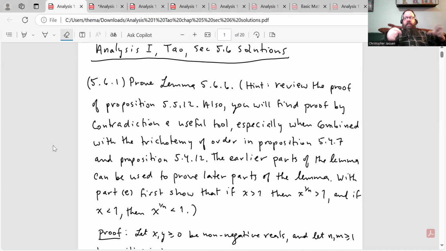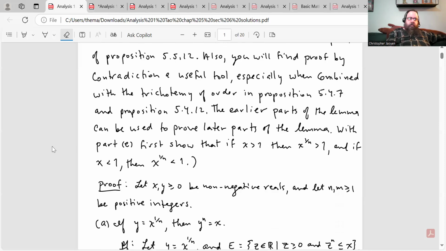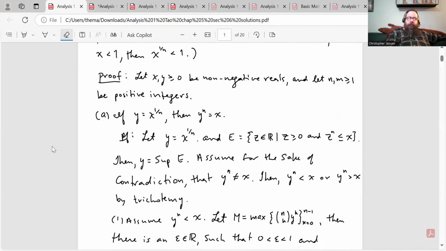You'll see in a second. We have to break it up into those two cases because the nth root of x behaves differently depending on whether x is bigger than 1, less than 1, or equal to 1. So let's go through the proof.